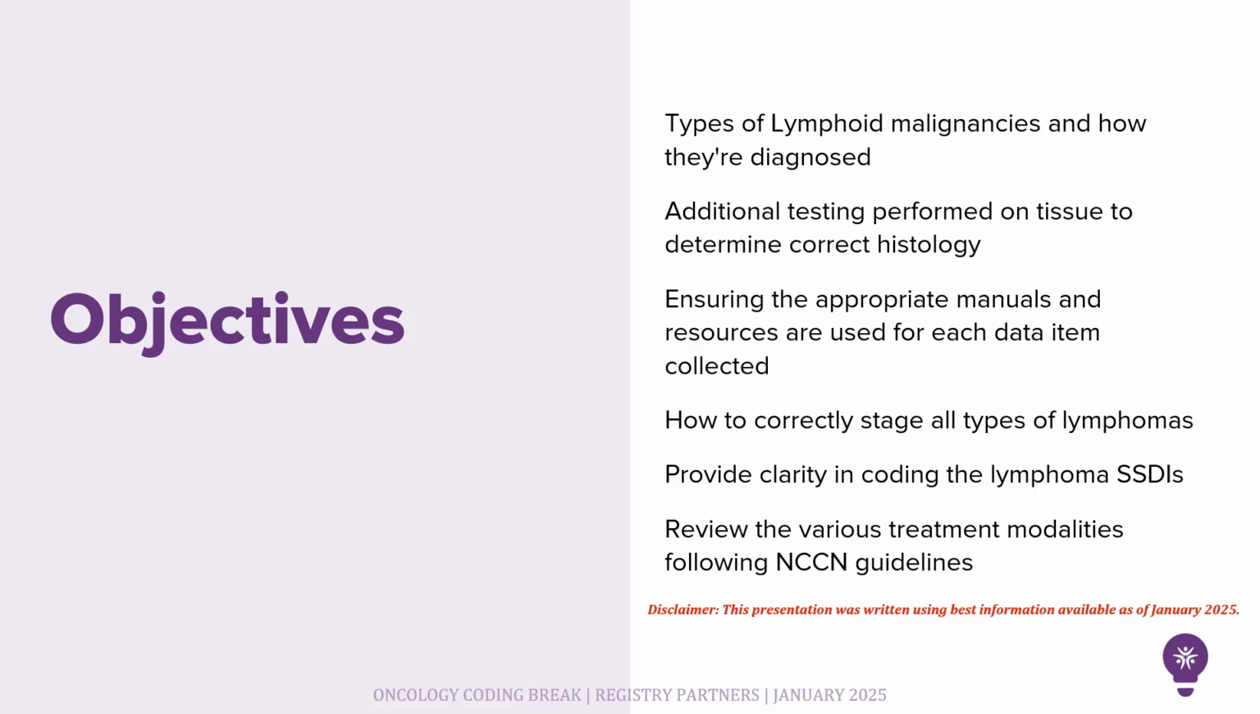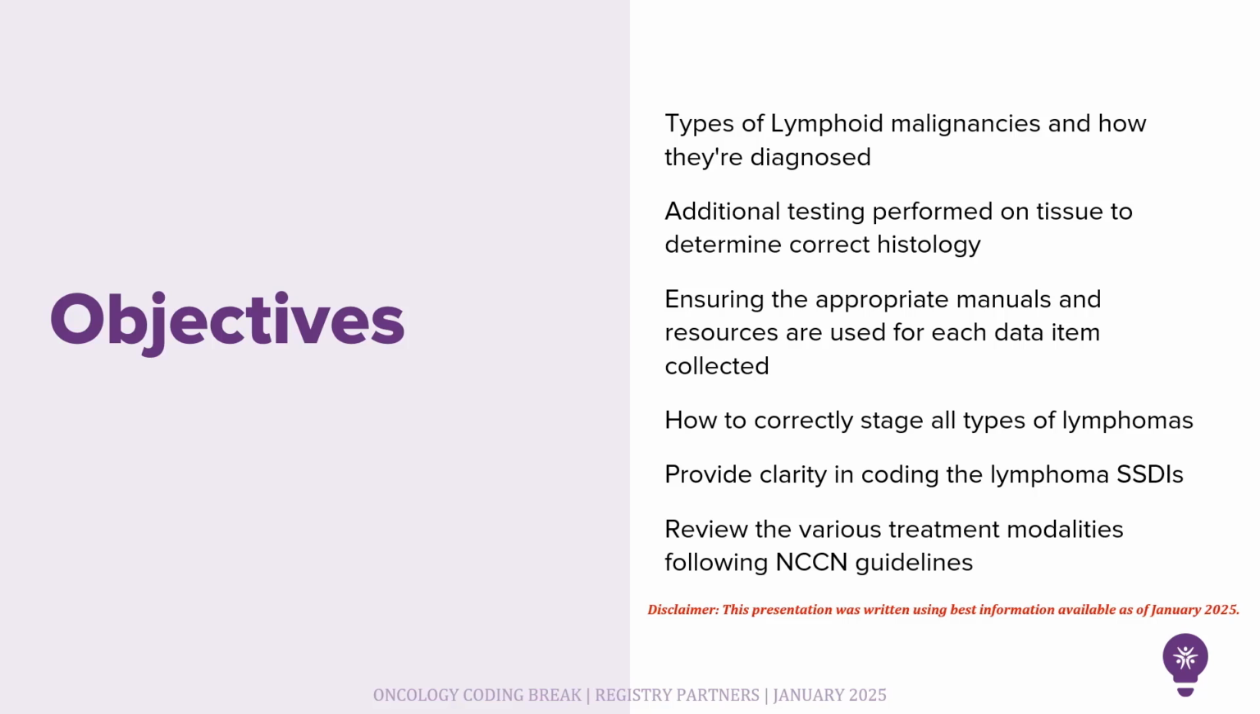So today we're going to be diving into the critical aspects of lymphoid malignancies, focusing on these objectives. We'll begin by reviewing the different types of lymphoid malignancies and their diagnosis. We'll look at additional testing that's performed on tissue to determine the correct histology. We'll review the manuals and resources needed in abstracting lymphoma. We'll go over staging and explore how to code the lymphoma SSDIs accurately. We'll review the various treatment modalities available for lymphoid malignancies. And finally, if time allows, we'll look at a case scenario together.